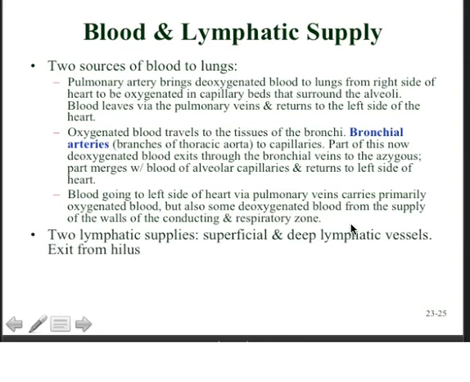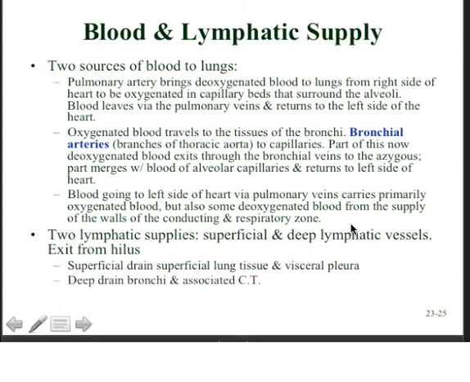And there are two lymphatic supplies, the superficial and deep lymphatic vessels that exit from the hilus. The superficial drain the superficial lung tissue and the visceral pleura, and the deep drain the bronchi and the associated connective tissue. There are no lymphatics draining the alveoli.